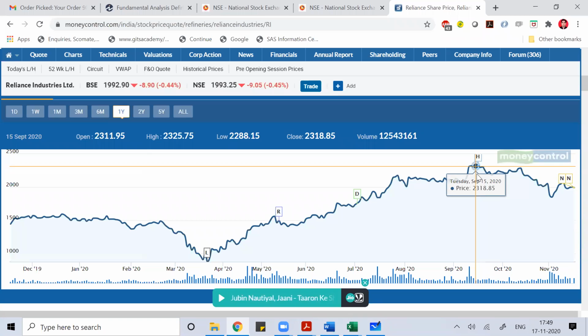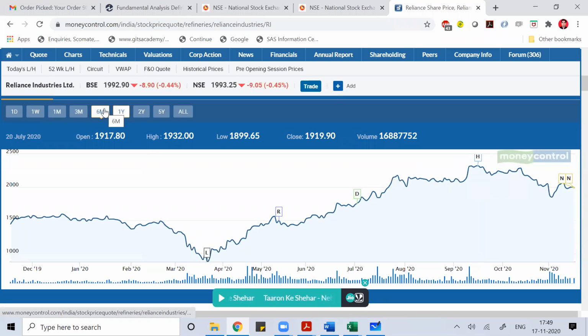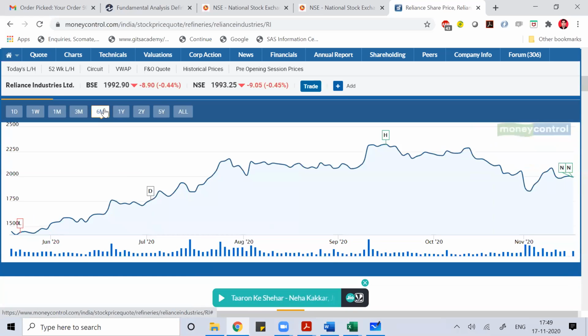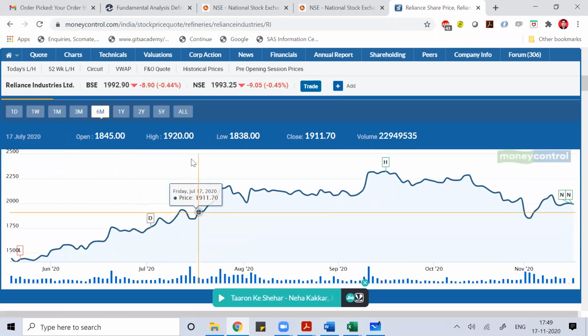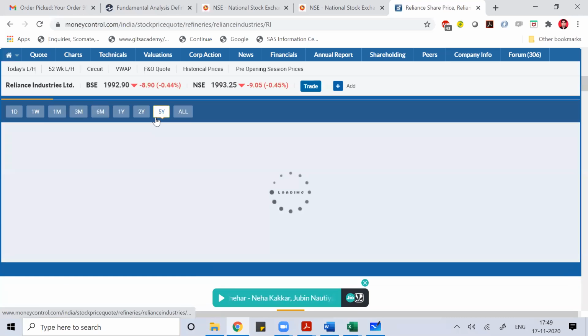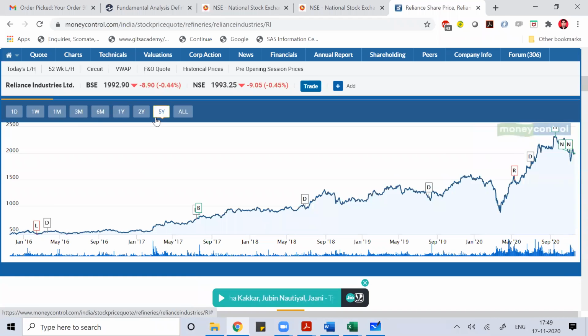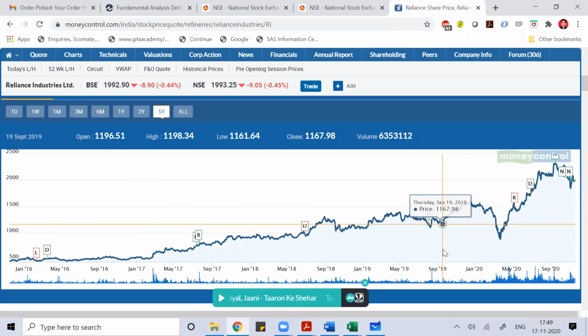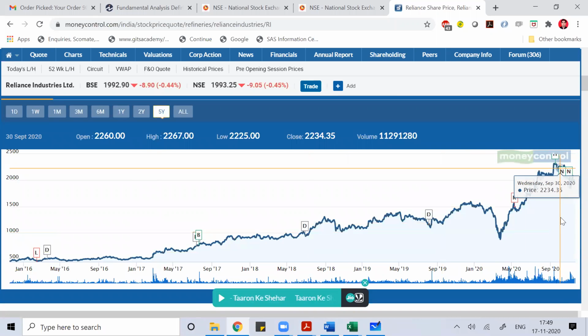You should have a horizon in your mind whenever we consider investment in a stock. You can see the last 6 months, the last 1 year. What has happened in the stock in the last 3 months, 1 year, 5 years? You can see the last 5 years: 5 years before, this stock was at 500 rupees. Now this stock has gone to 2000 rupees. So fundamentally, I think you can understand this is a very strong stock for investment.